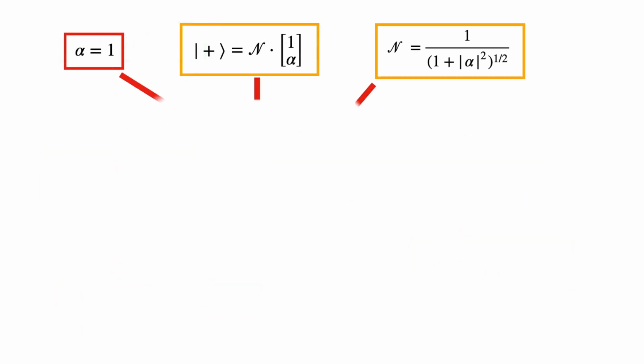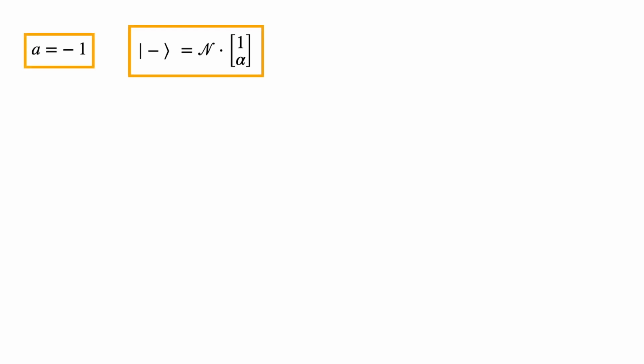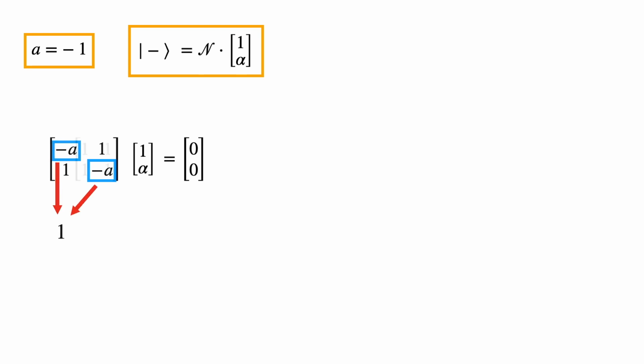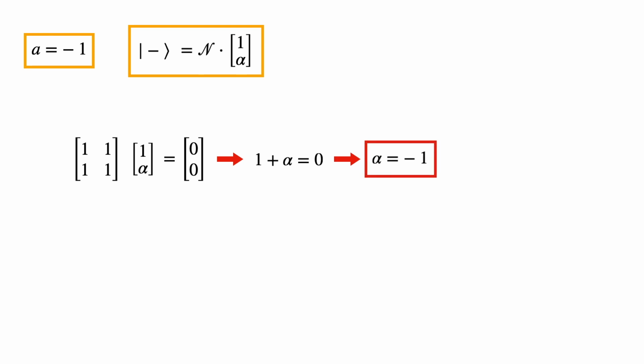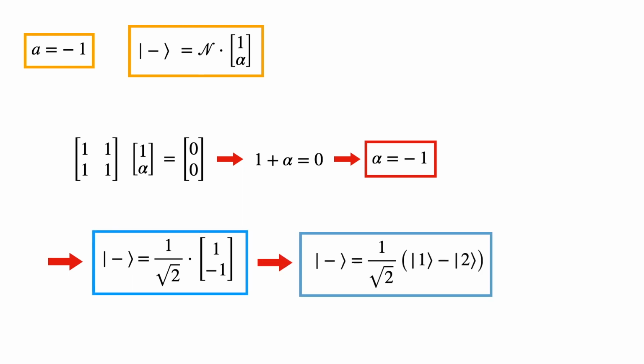Putting together all the results, we get the plus state, where the normalizing factor n is 1 over square root 2. This can be written explicitly in the 1-2 basis. Similarly, the minus state can be represented by the column vector, with the eigenvalue equals -1. Substituting these into the eigenvector equation gives alpha equals -1. Therefore, we have the minus state equals the column, which in the 1-2 basis is given by.